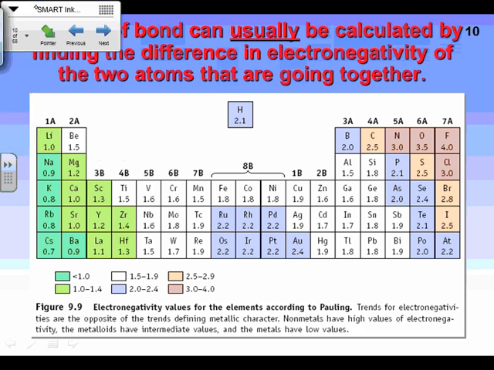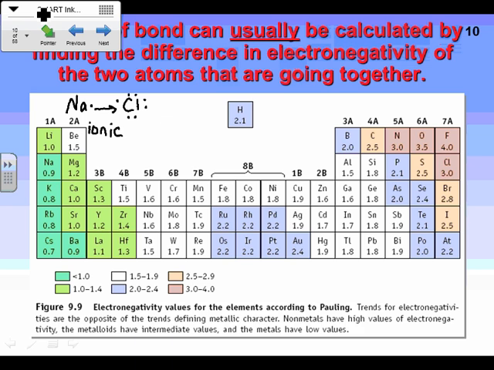With ionic, basically we're talking about something like sodium chloride. So you've got Na with 1 electron, you've got chlorine with 7 electrons, and one of those electrons is completely transferred to the chlorine. So that's an ionic bond. That's a pretty typical ionic bond that we would talk about.